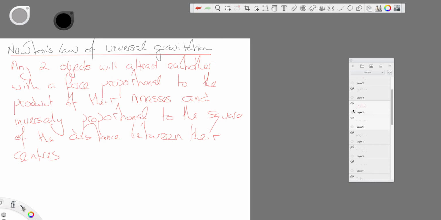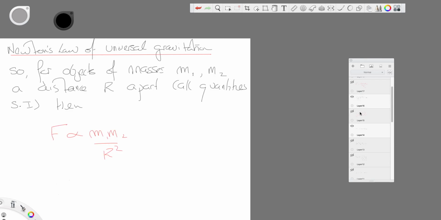And when we're talking about circular motion around the Earth, we are talking about the radius of the orbit being from the centre of the Earth. You'll probably remember that. So, for objects of masses m1 and m2, a distance r apart, all these quantities in standard international units, then the force, according to Newton, is proportional to the product of the masses and inversely proportional to the square of the distance between their centres.